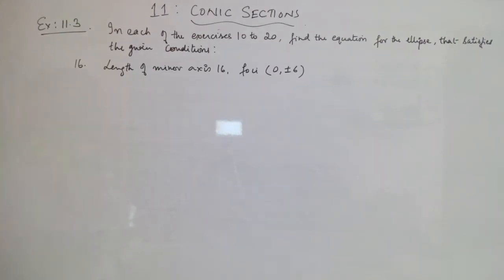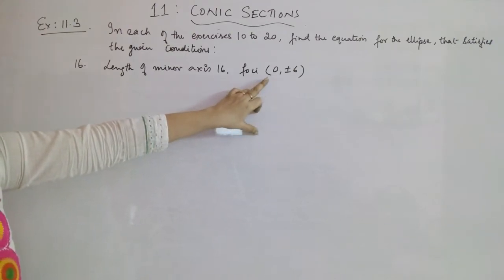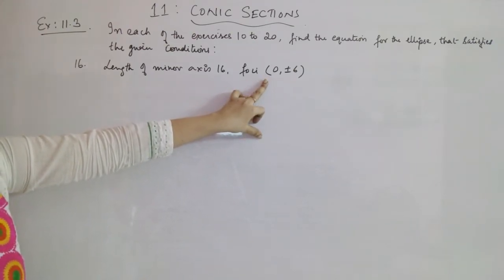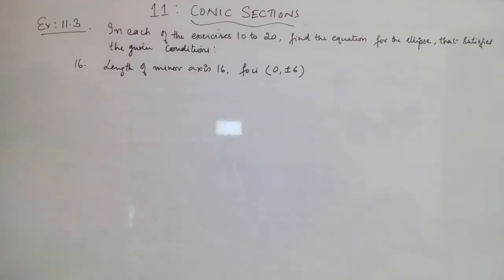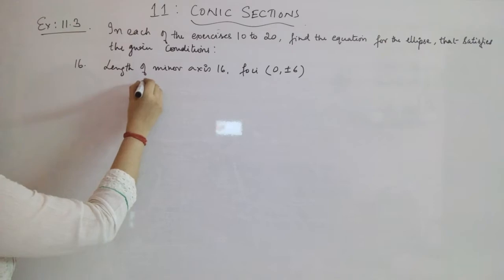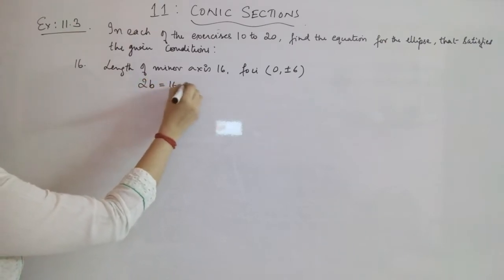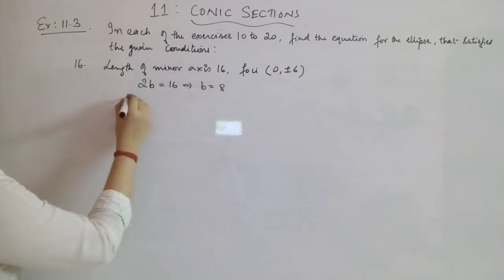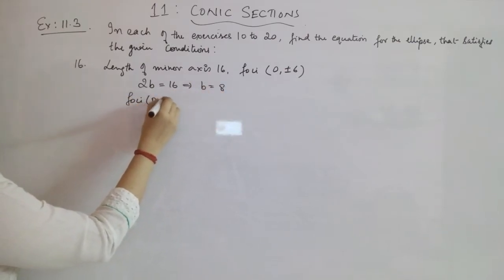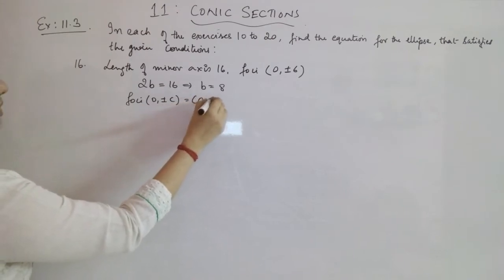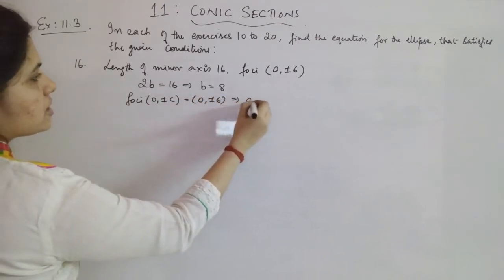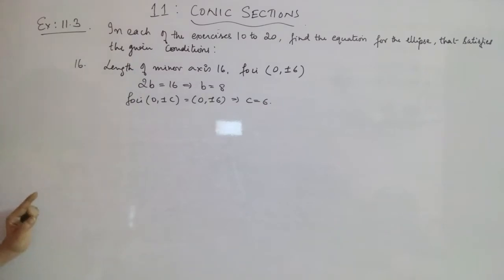Question number 16 is length of minor axis is given to be 16 and foci is 0, plus or minus 6. Again foci, the coordinates will tell you that the major axis is on the y axis. Okay, so you can choose the equation of the ellipse as x square by b square plus y square by a square equal to 1. Now length of minor axis is given to be 16, means 2b is 16, which will give you b as 8. Again foci 0 comma plus or minus c is given to be 0 comma plus or minus 6, which will give you c as 6. So now you have b and c, you can find out a.